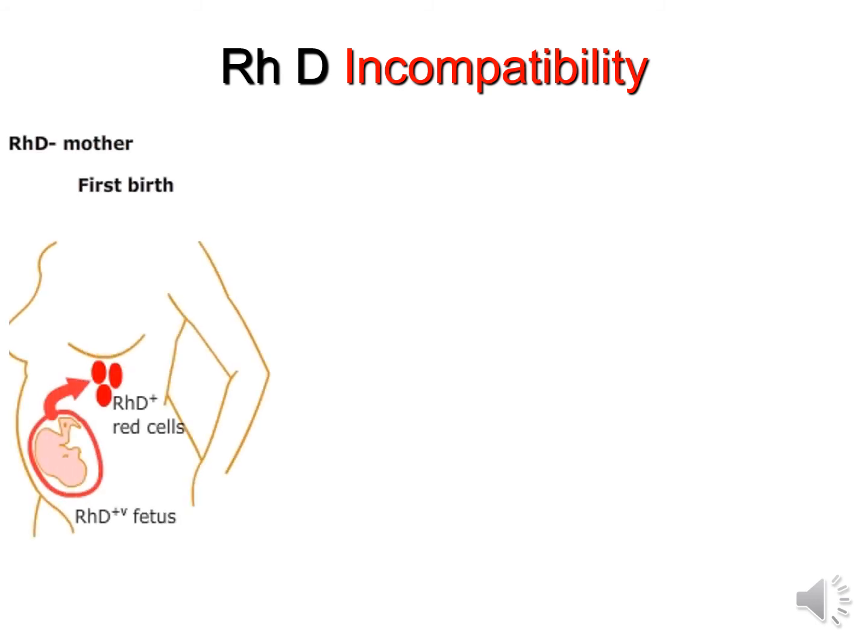Let's look at the most common scenario that we all know, or should know, in relation to Rh-D incompatibility. The first one basically is you've got an Rh negative mother. This is her first birth. She has a fetus who is Rh-D positive. As a consequence, sometimes fetal blood crosses the transplacental barrier and enters into the mother's circulation. Her immune response is activated against the Rh-D positive antigens.